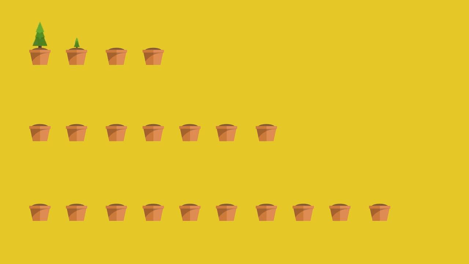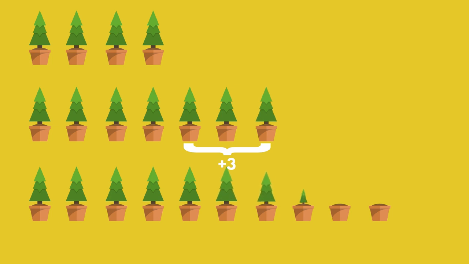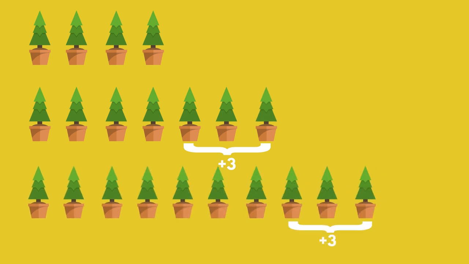In the first row, they plant four trees. In the second row, they plant three more trees than in the first row, and they continue on with this pattern, with each additional row having three more trees than the row in front. Let's see if we can answer the following questions.